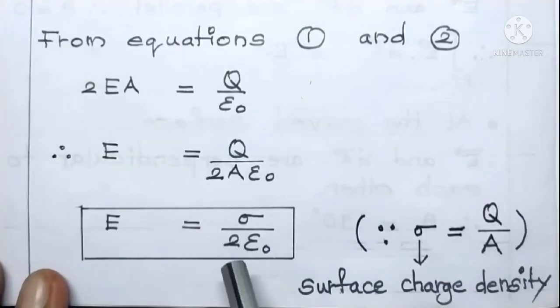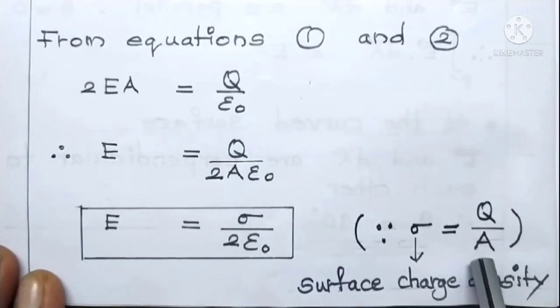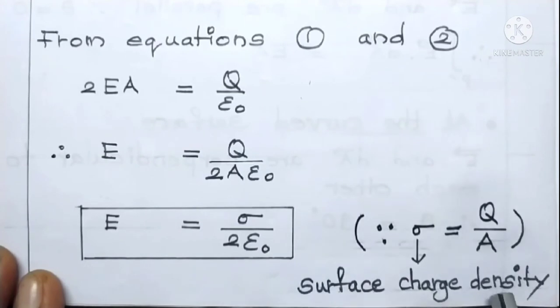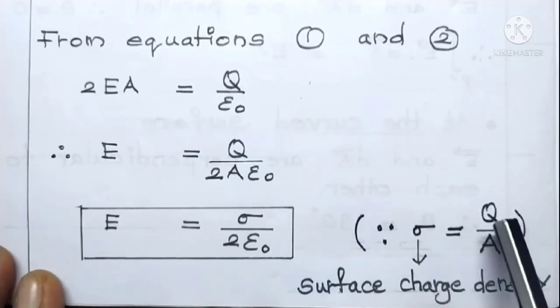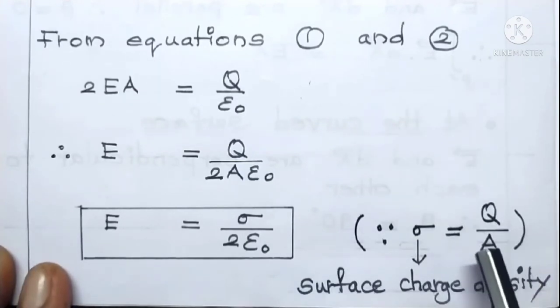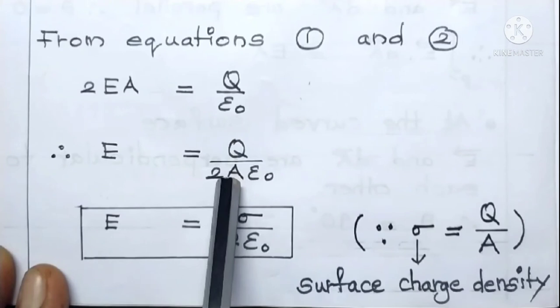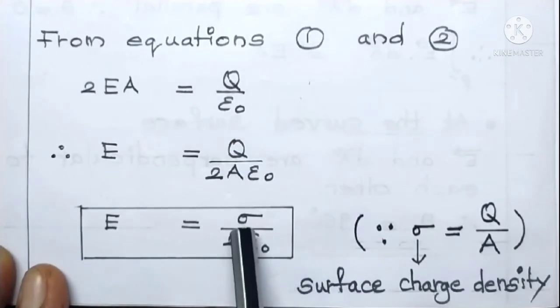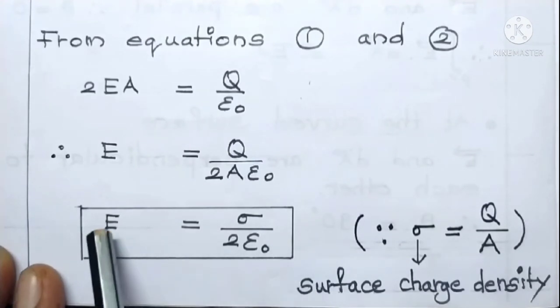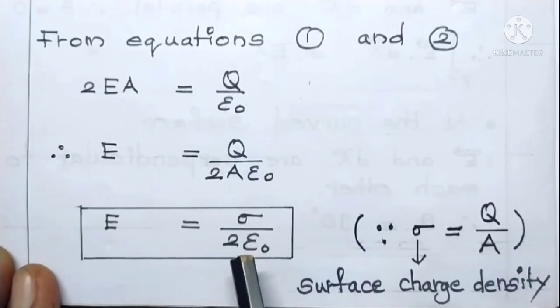From where do we get this sigma? Actually, sigma is equal to Q by A. Sigma is nothing but surface charge density, which is equal to charge per unit area. Q stands for charge and capital A stands for area. So here in this equation, Q by A is there. In the place of Q by A, I have substituted this sigma, which is nothing but surface charge density. So on the whole, this is the final expression for this derivation: capital E is equal to sigma by 2 epsilon naught. With this, the derivation has come to an end.